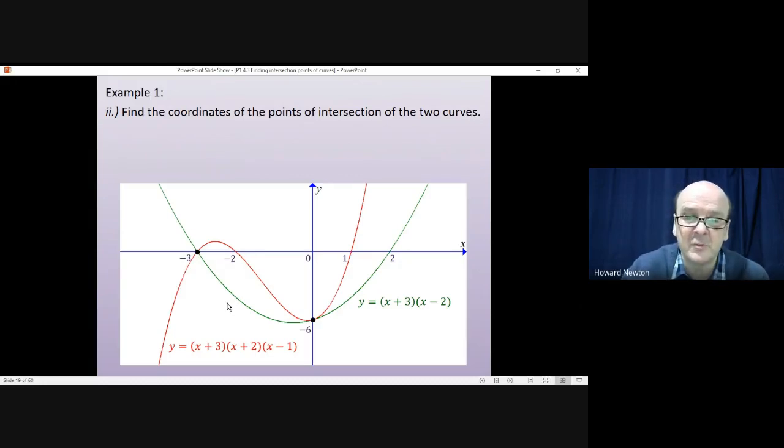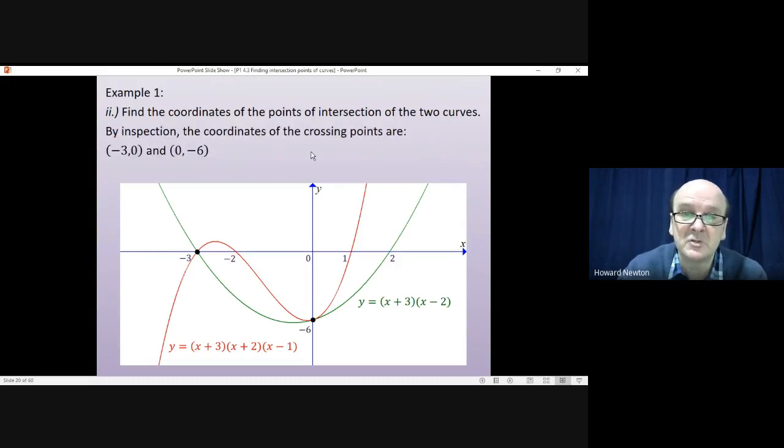But it's worth noticing, first of all, that in this particular case, it is possible just to write down the answers straight away, because this first crossing point is on the x-axis. And so the coordinates there must be minus 3, 0. And this crossing point is on the y-axis. So the coordinates here must be 0, minus 6. So by inspection, we could just write down the answer straight away.